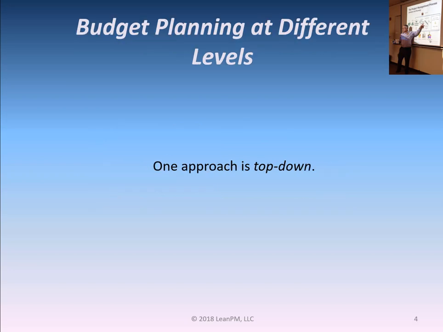Planning the budget can be approached in three fundamental ways. One approach is top-down. The budget is set at the top level of the WBS and distributed throughout all elements, based upon proportionality. This approach has the least accuracy of all three approaches, but is the easiest.